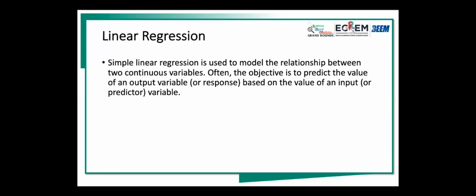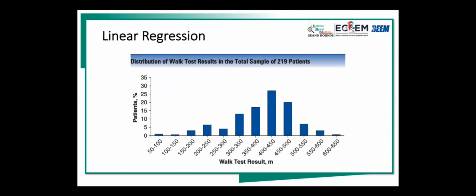Here's an example, again, from the Users' Guides to the Medical Literature. This is a graph showing you the distribution of walk test results in a total sample of about 220 patients. If you look at the different walk test results here, you can see a lot of people were able to walk about 400 to 450 meters. Very few were at the left end, which is 50 to 100 meters, and very few were at the far end of 600 to 650 meters.